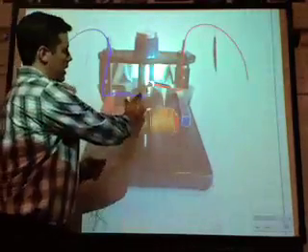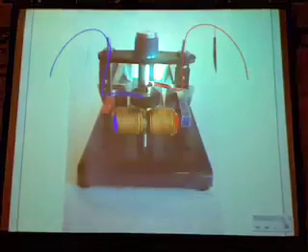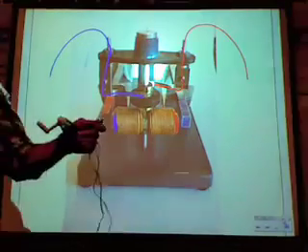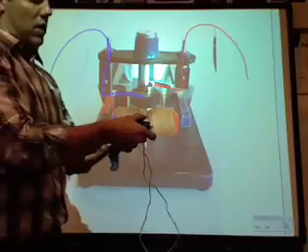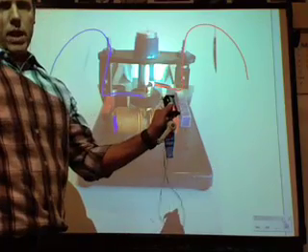Instead, we use those little connections called brushes. You saw them on the green one I showed you. I also pointed out that when you take a generator and you hook it up to electricity, you get a motor, you get motion.